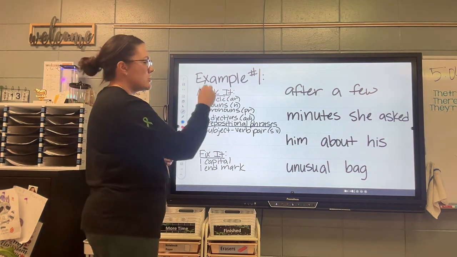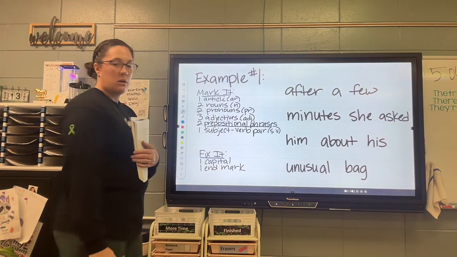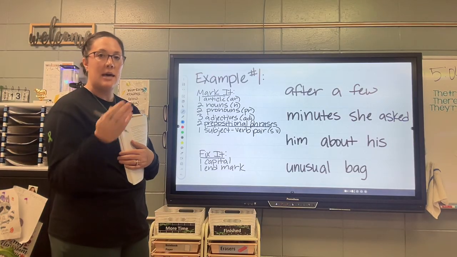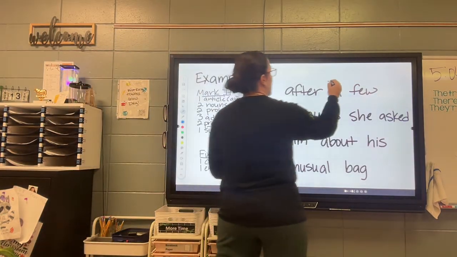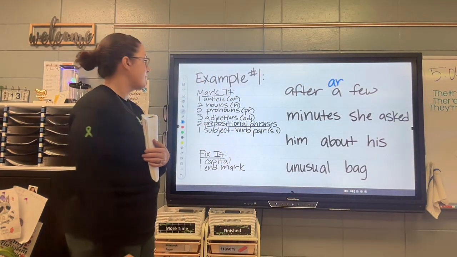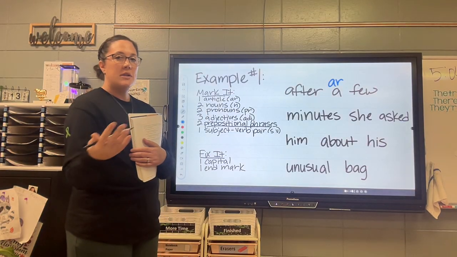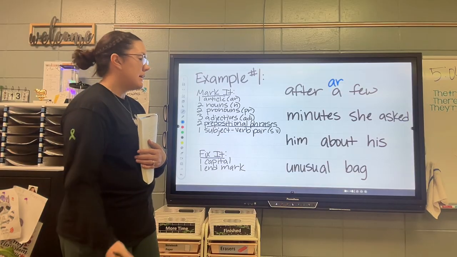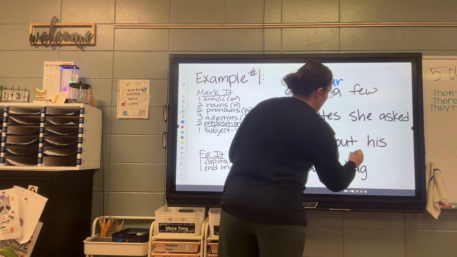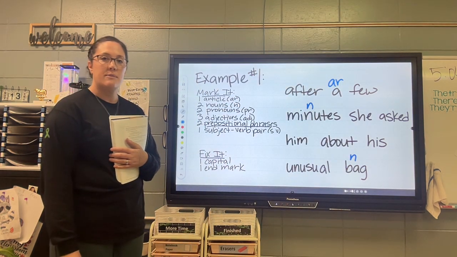So after a few minutes, she asked him about his unusual bag. Okay, our first thing we need to mark is an article. So remember, an article is the words a, an, and the. In this sentence, the article is a. So I'm going to mark that by putting AR above my article. Okay? Now it says I need 2 nouns. Remember, a noun is a person, place, or thing. In this sentence, my nouns are minutes and bag. The people, places, or things.